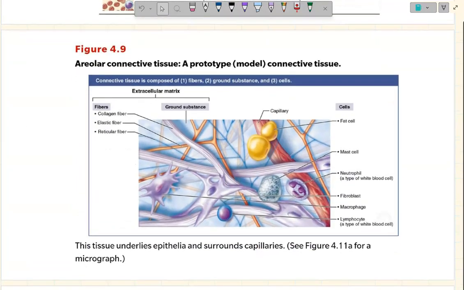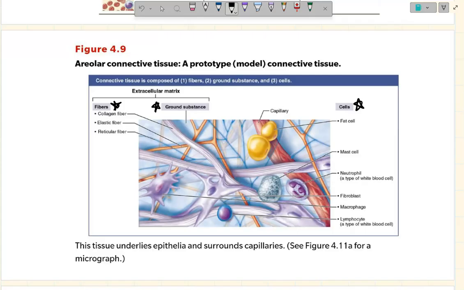All right, so we're going to start with areolar, and areolar is really nice because it's kind of a mixture of all of the types of connective tissue, or at least all of the proper types of connective tissue. So it has all of those general characteristics that connective tissue has, right? It has the ground substance, it has fibers, and it has cells. So those are the 3 components of connective tissue.